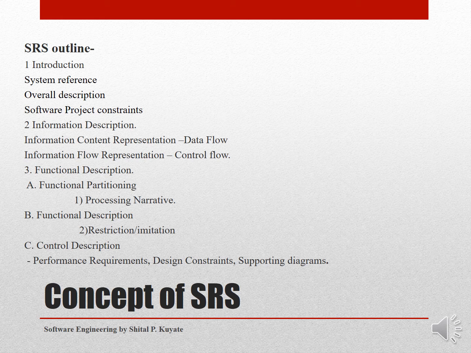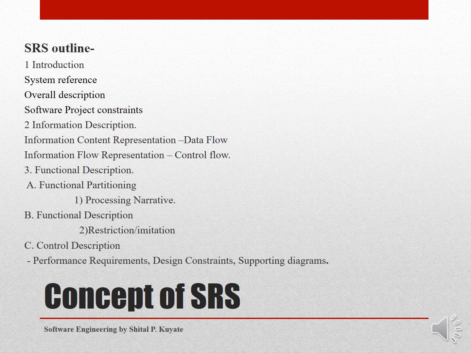Then the second one, that is the information description. It provides a detailed description of the problems that the software must solve. Information content, relationships, flow and structure are documented. Hardware, software and human interfaces are described for external system elements and internal software functions. Then the third one, that is functional description.